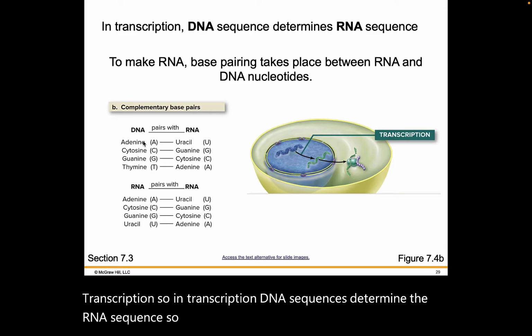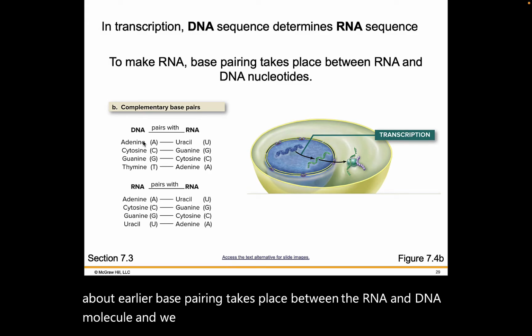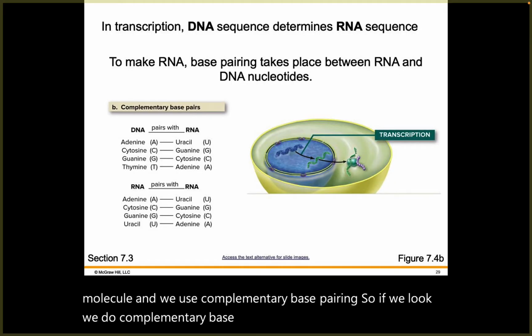In transcription, DNA sequences determine the RNA sequence. So when we want to make RNA, what I was talking about earlier, base pairing takes place between the RNA and the DNA molecule. And we use complementary base pairing. Basically, if we have a piece of DNA that has A, C, G, and T, then for another piece of DNA, the complementary base pairing would be T for A, C for G, G for C, and A for thymine. Those would be the DNA complementary base pairing.